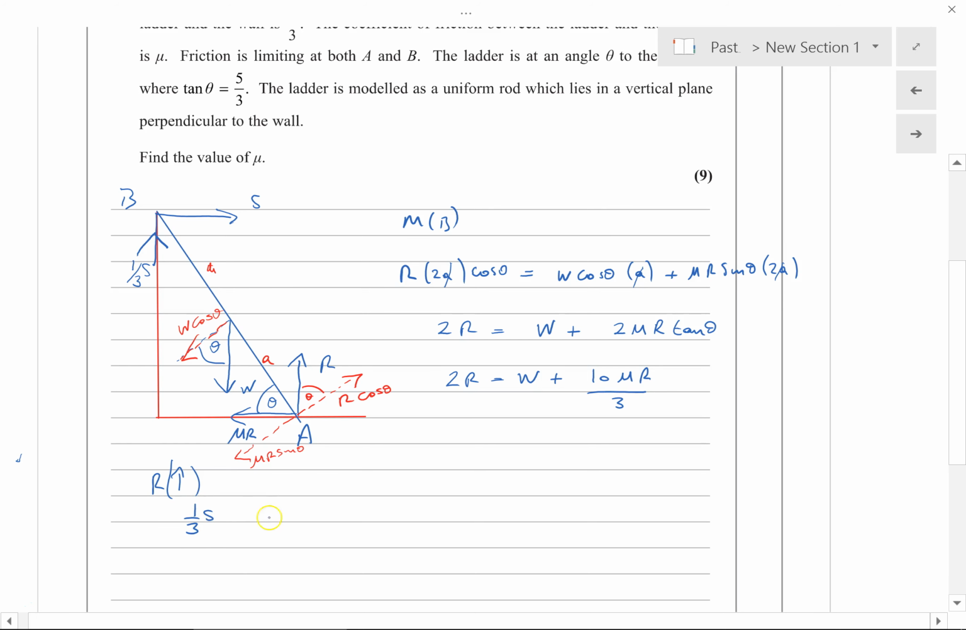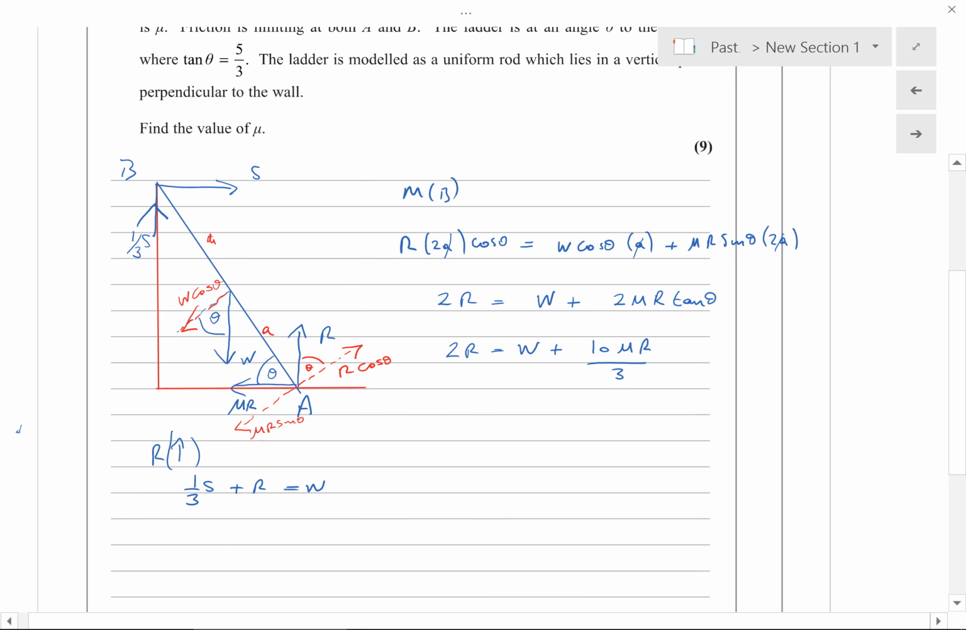It's a third S plus R equals W. Don't get much easier than that. No angles to consider and no distances, which is why, as I say, I like to use these. Resolving horizontally, we just get S equals mu R. So we need to combine these three bits somehow.